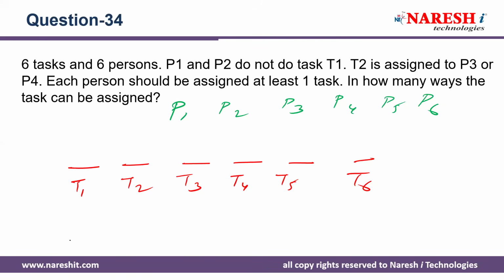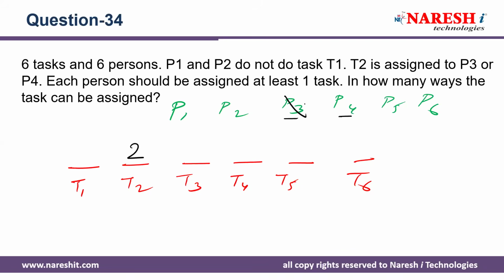So first condition: P1, P2 do not do task one. Okay. T2 is assigned to P3 or P4. How many options does T2 have? Only two options, either P3 or P4. So that means one of the persons will get the task. Out of P3 or P4, any one will get task 2. So we need to remove one person because he will get task 2.